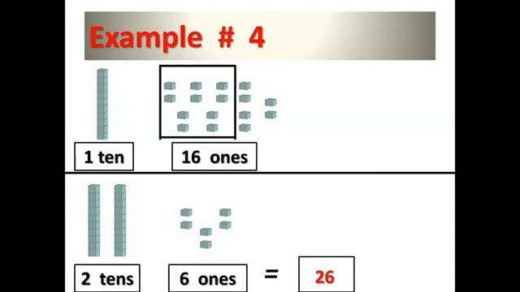So here we write 2 tens, 6 ones. And we know that 2 tens and 6 ones make 26. So here we write 26.